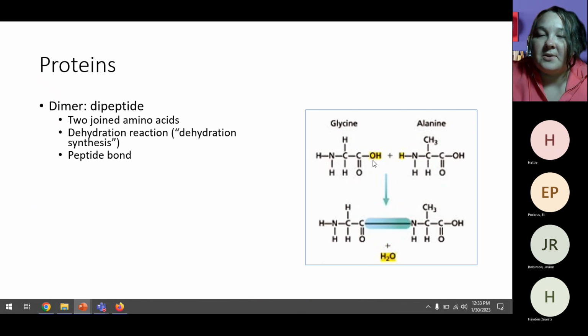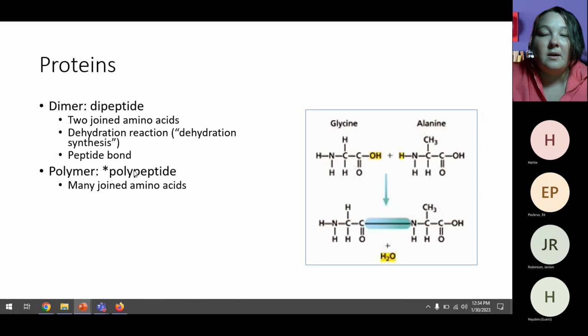Oh, look, here's our dehydration reaction. So we've got our oxygen and hydrogen and our hydrogen. Those are the highlighted ones that are going to join together to form water. Here's our water. And now we have a dipeptide. That is because this bond that joins amino acids is called a peptide bond. That's over there in the text.